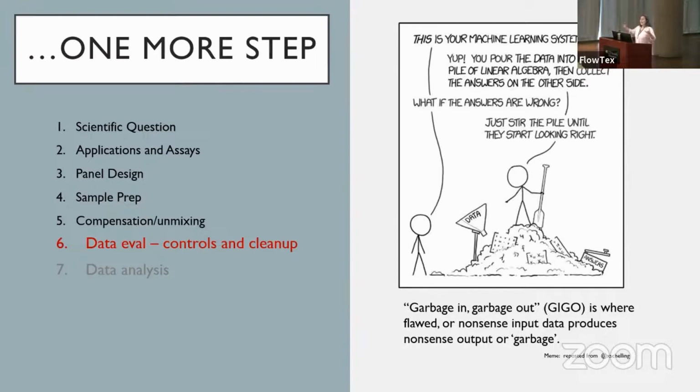Basically, what if we get all of this information, we do all this sample prep, we design this assay, we spend a whole lot of time and a whole lot of money buying 30 fluorochromes to put together our assay. How do we actually know that we don't have garbage in and garbage out, and that we actually do have reasonable data and reasonable conclusions?